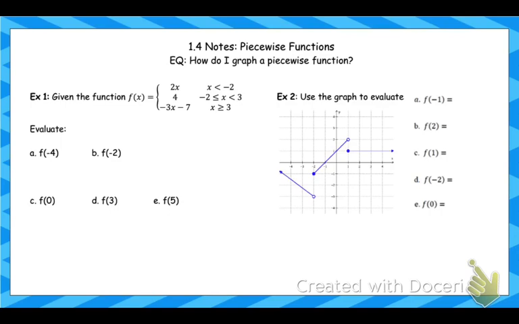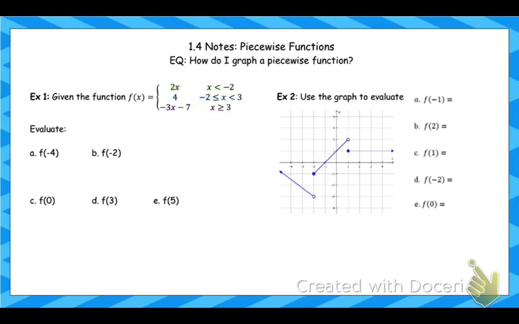So to start, just to get familiar with what these are, we're just going to evaluate some points on these. What a piecewise function looks like, this first one has 3 parts. Now they don't have to have 3 parts. They could have 2 parts, they could have 7 parts. It just depends. But what you notice about each part is you have an equation and you have a domain. So each of these, I have f of x equals 4 for the domain, negative 2 to 3. I have the equation, negative 3x minus 7 for the domain, x is greater than or equal to 3.